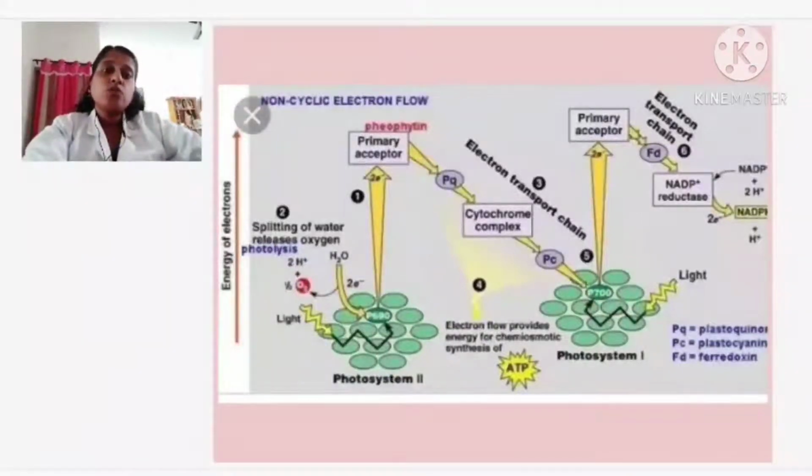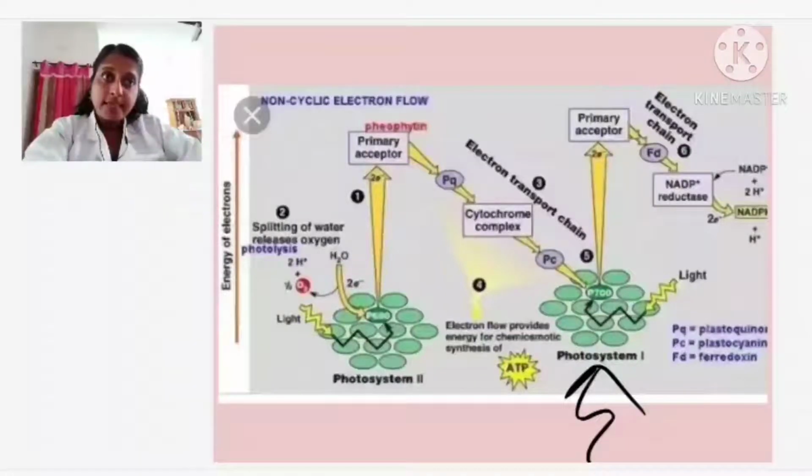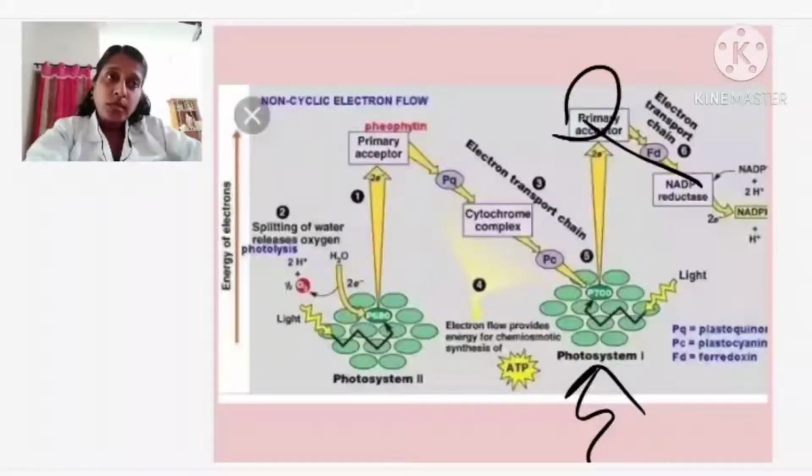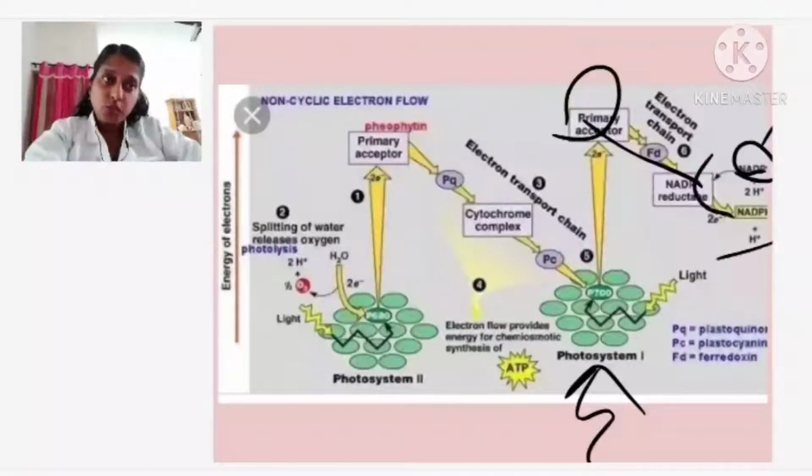Listen students, so what is happening? When the light is falling on pigment system 1, the chlorophyll molecule is getting excited and releasing electrons. The electrons are accepted by a primary acceptor molecule like ferredoxin, and slowly, as the electrons pass downhill, at last it is reaching home, the NADP, and the NADP is getting converted into NADPH2. The final acceptor molecule is NADP, which is getting converted into NADPH2.